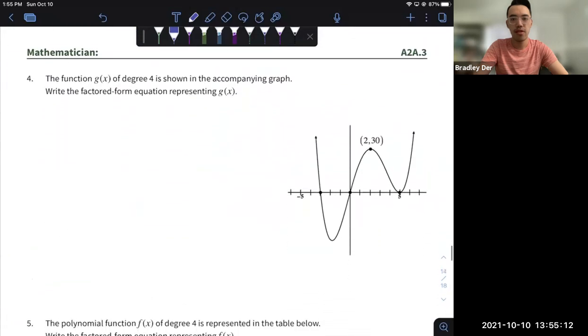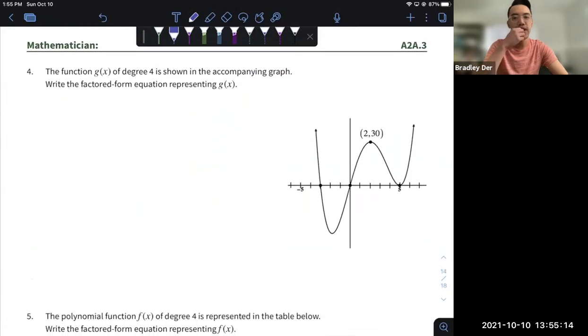All right, let's get on to writing polynomial functions. So we're going to start with problem 4. You have a graph on the right. We know that the function g of x is degree 4, and we will have to write a factored form equation representing g of x.